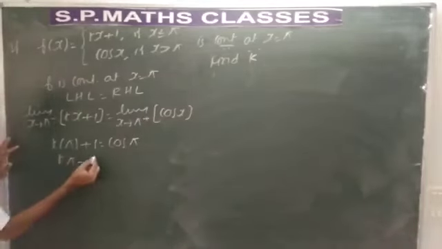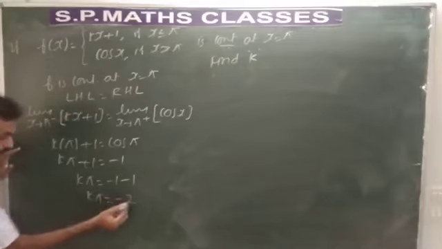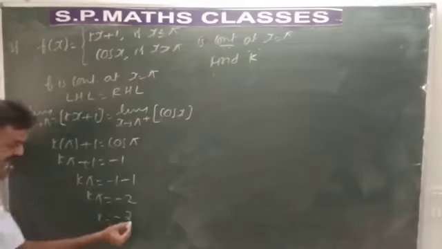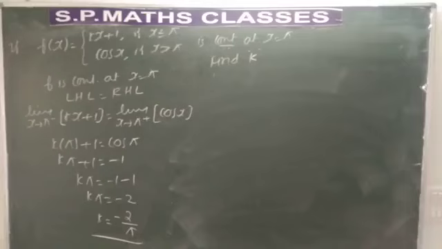K pi plus 1 is equal to, what is cos pi? Minus 1. So k pi is equal to minus 1 minus 1. K pi will be equal to minus 2. What is k? K is minus 2 by pi. So for k is equal to minus 2 by pi, we conclude that the function is said to be continuous. So that's a simple answer.